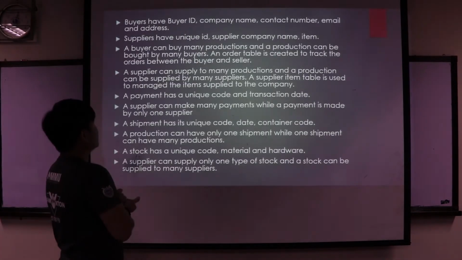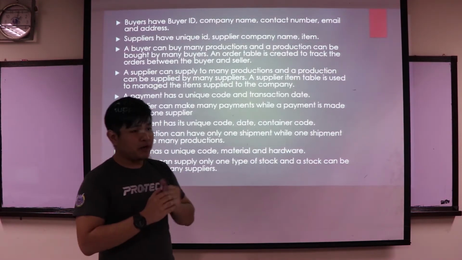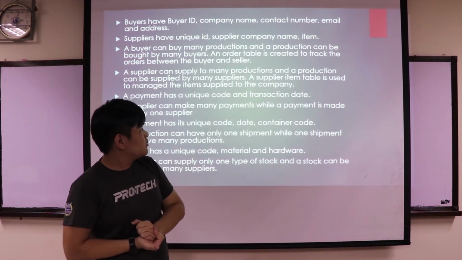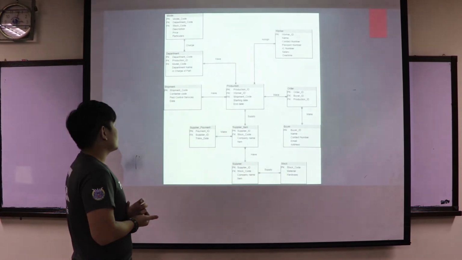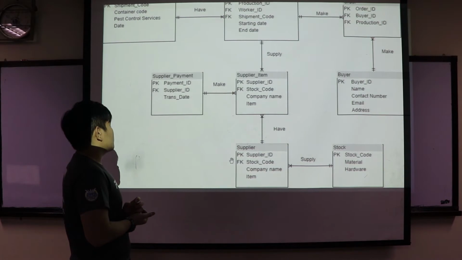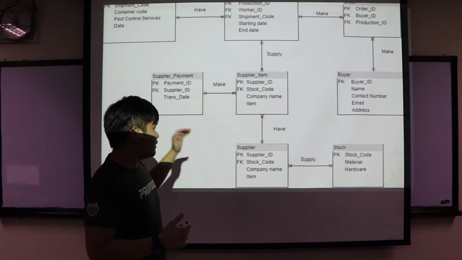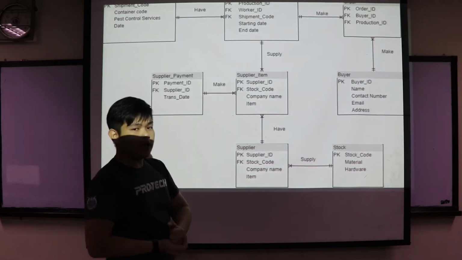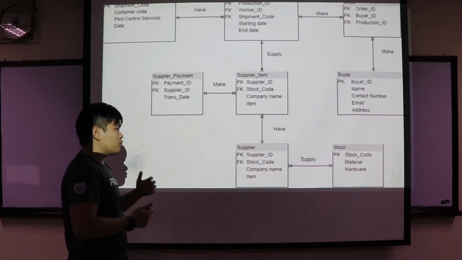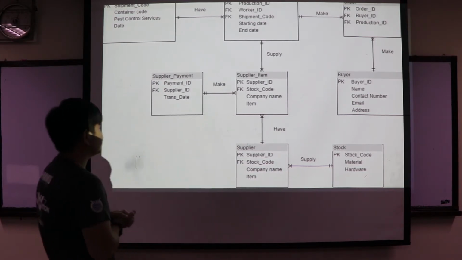Back to the question. Suppliers have a unique ID, supplier company name, and items. So back to the diagram. We need to list out the supplier table and list out the primary key and its attributes. The supplier ID will be the primary key of the supplier table. Back to the question.